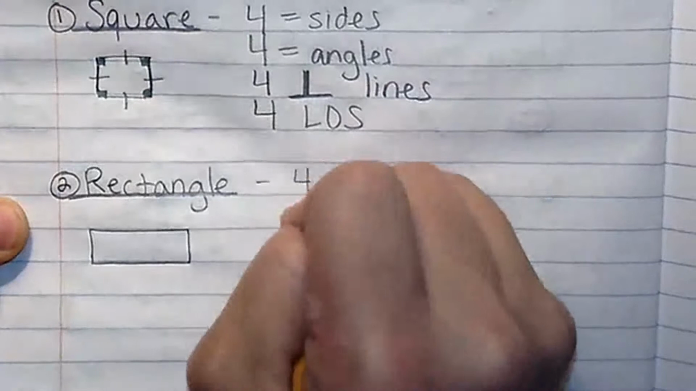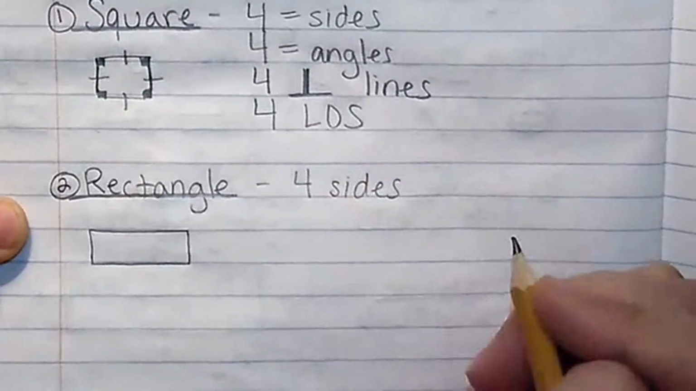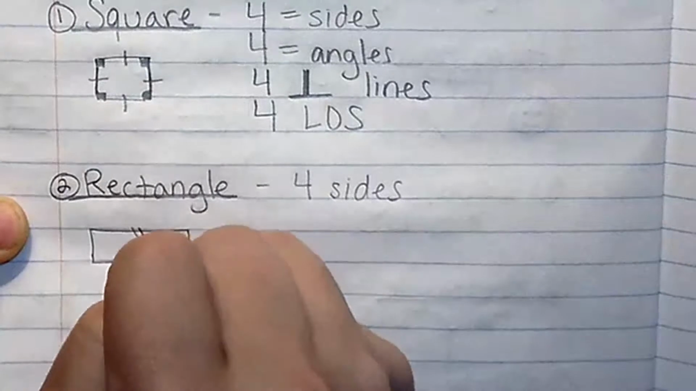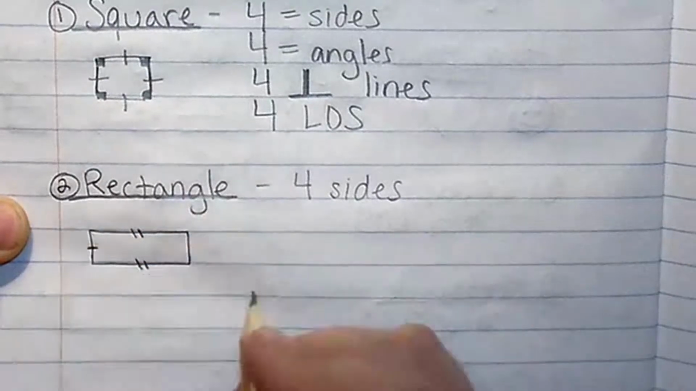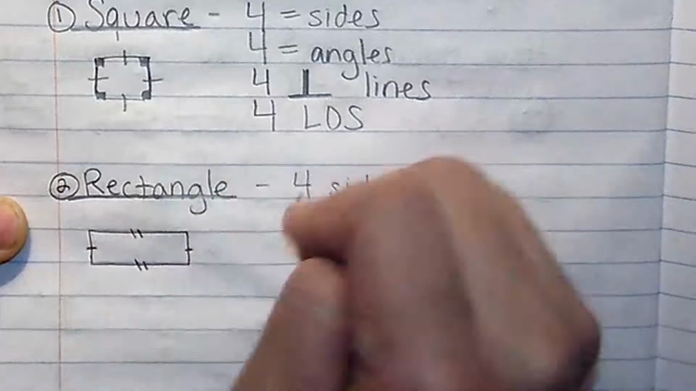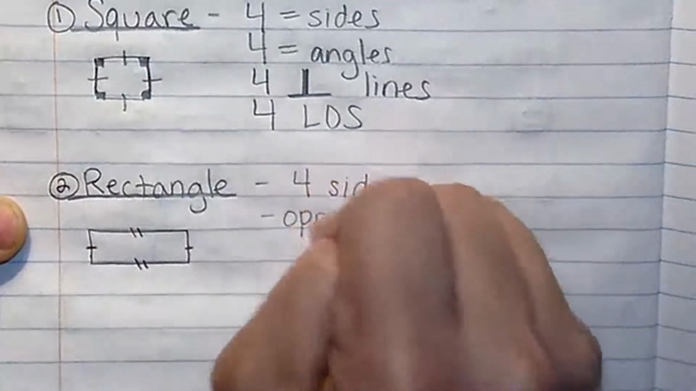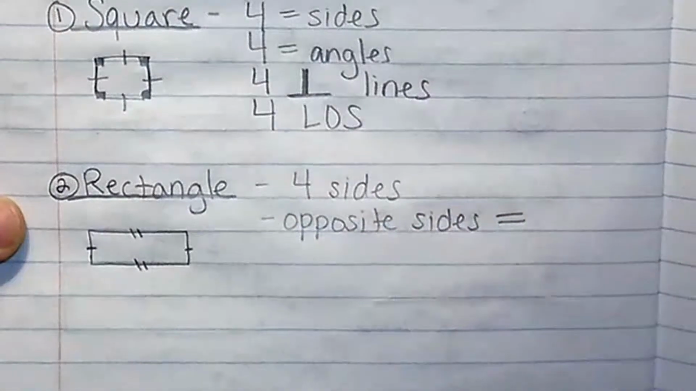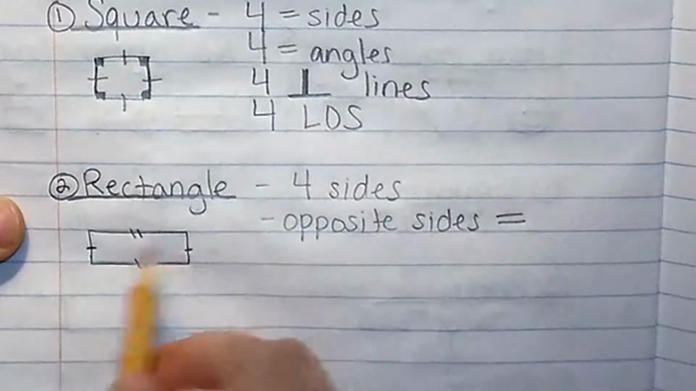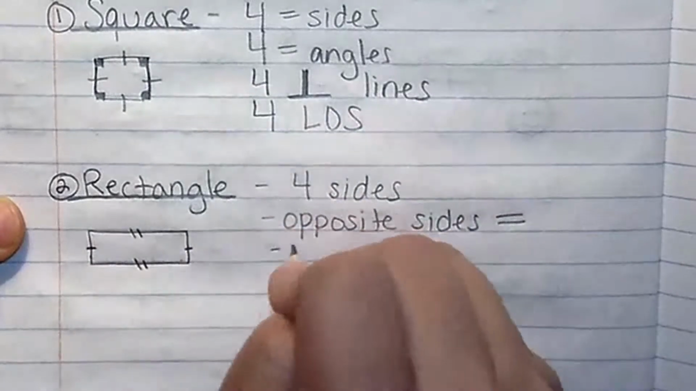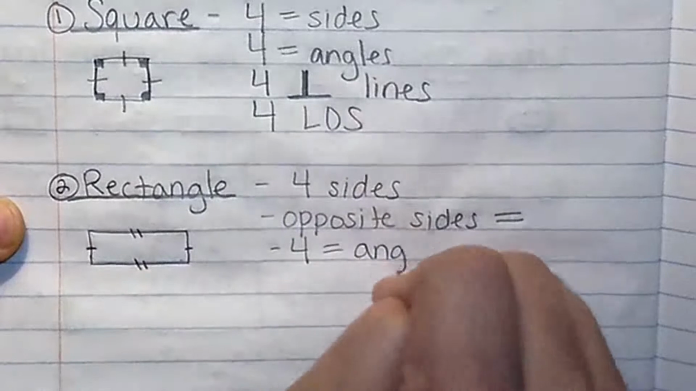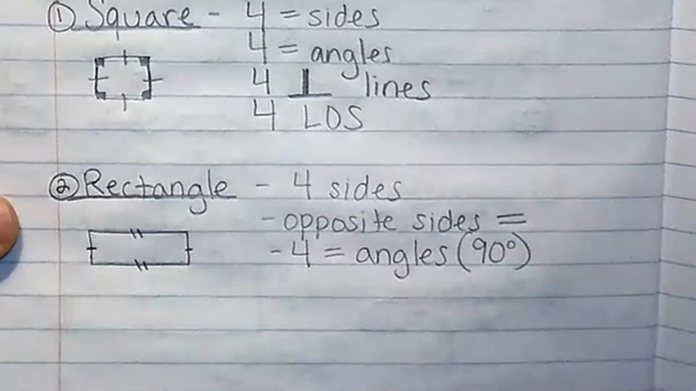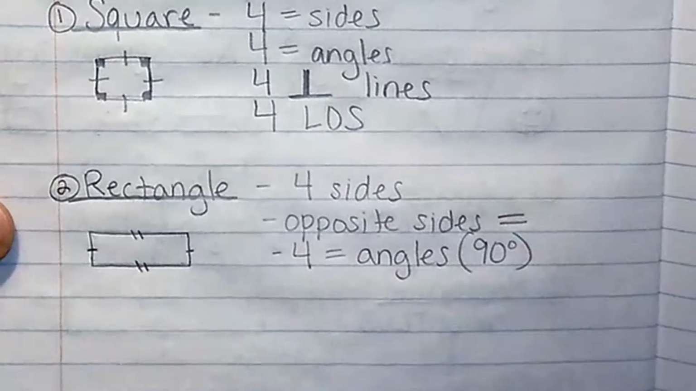Well, it does have 4 sides, but does it have 4 equal sides? No. So there's a different rule for this one. The top equals the bottom, and the left equals the right. So what we could say is opposite sides are equal. Do we have 4 equal angles? That we do. We know that the 4 equal angles all equal 90 degrees exactly. They're all right angles. But a rectangle is special.